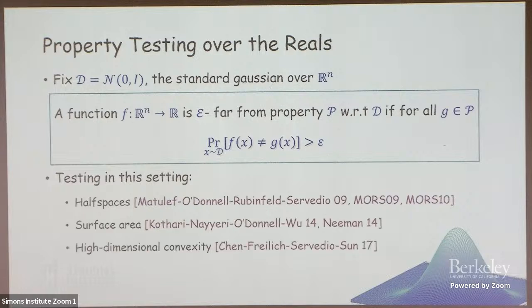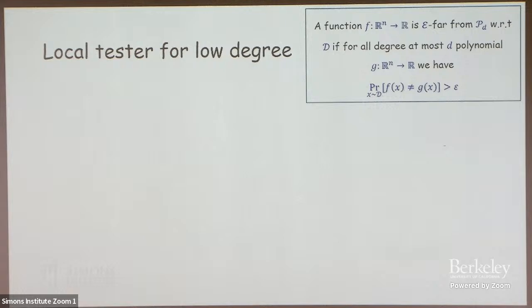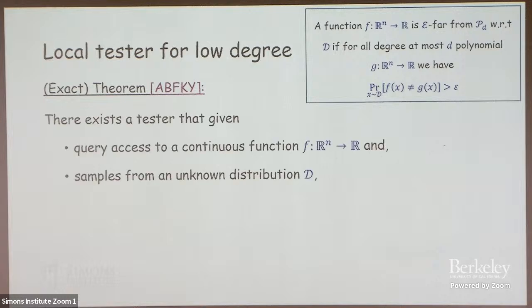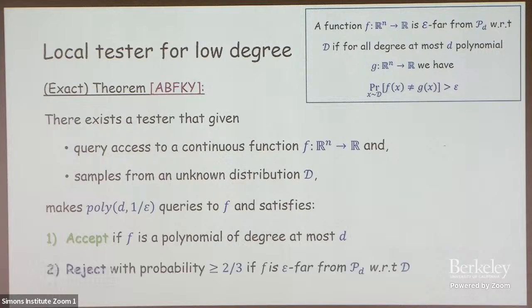And there are many works for testing in these settings. And what we show is that for the property of being total degree at most D, there is a local tester that, given query access to some continuous function and sample access from an unknown distribution D, makes some number of queries that is independent of n, the ambient dimension, and accepts degree D polynomials and rejects those that are far from being degree D.